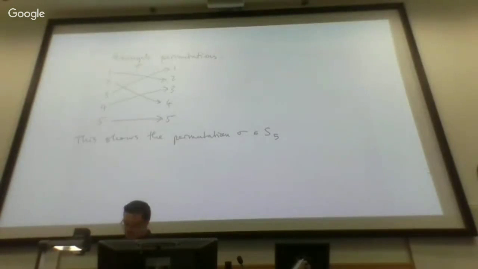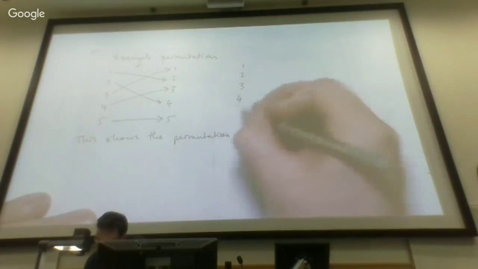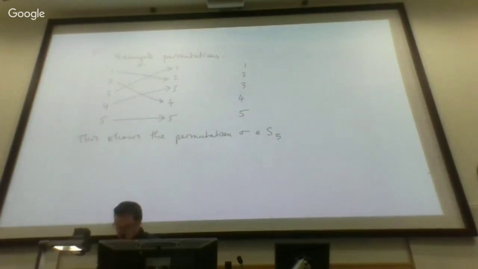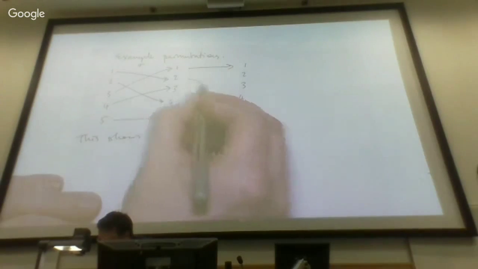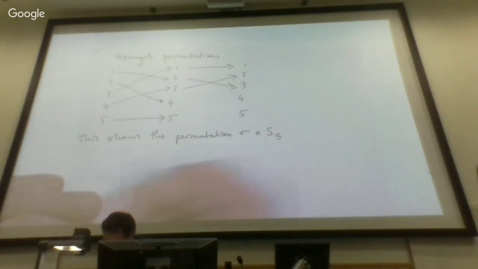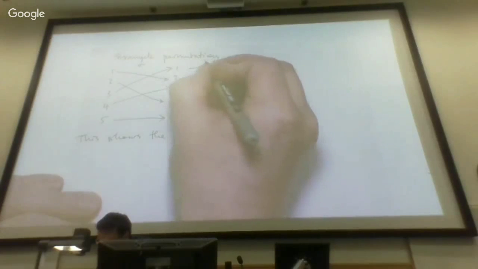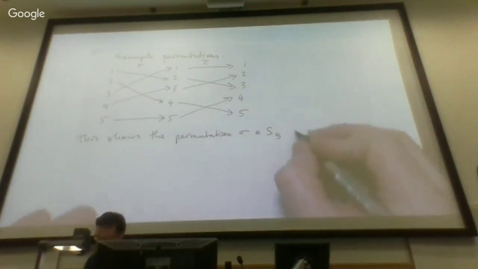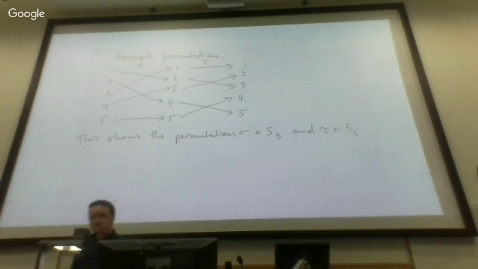Now, let's start to see the idea of composition. Equally well, I could put down another copy of the set here, 1, 2, 3, 4, 5, and I could draw another permutation. And 2 to 3, 3 to 2, 5 to 4, 4 to 5. So this one I'm going to call tau. So the permutations sigma and tau.